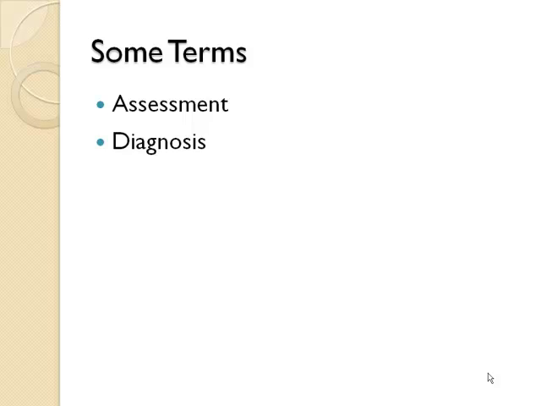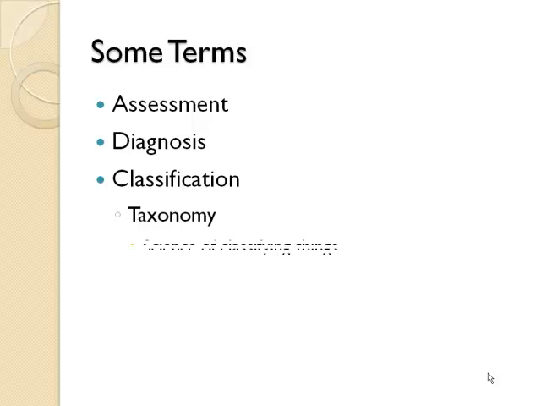But then both of those differ from classification, right? Classification is the process of ordering objects or experiences into groups, usually. And when we talk about classification, we talk about establishing usually a taxonomy, right? And taxonomy means a couple things. One, it's the science of classifying things.